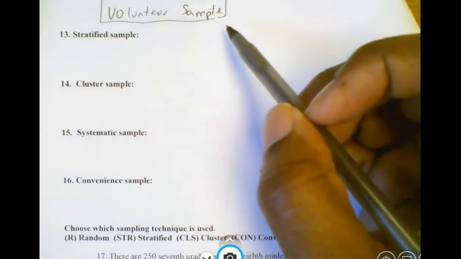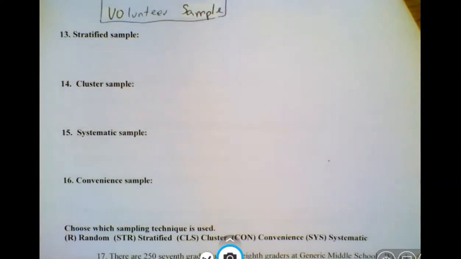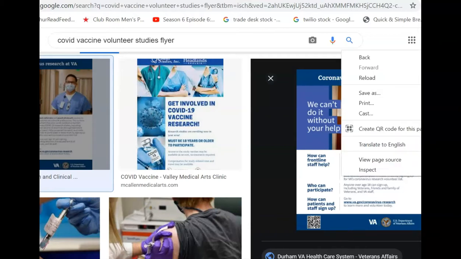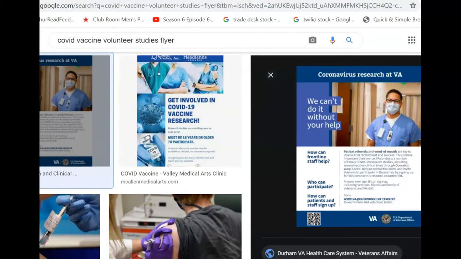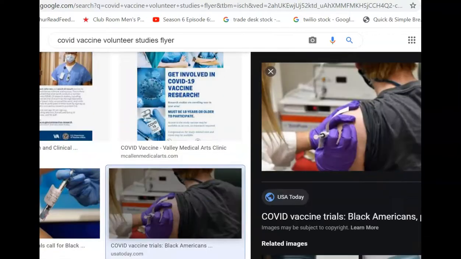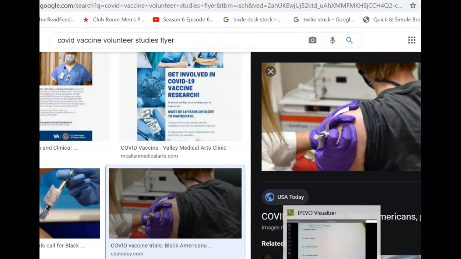You probably heard a lot of commercials about this, and we'll show a Google search about COVID vaccines. You probably saw a lot of different volunteer studies for the COVID vaccine, where people were saying we can't do it without your help. We need you to volunteer, be a part of the study, so we can try this vaccine out on people and so forth. So that was a volunteer sample. People lined up and they volunteered to be a part of the study, and then we, of course, are going to benefit if the study proved that their vaccines work. So that's a volunteer sample.